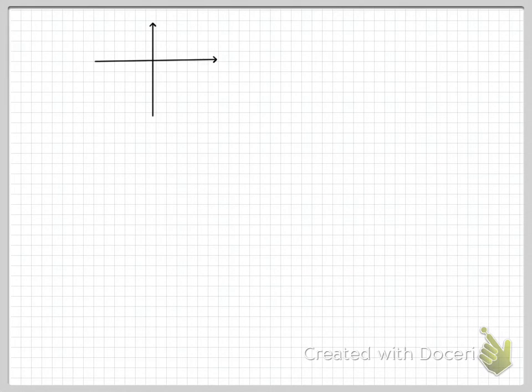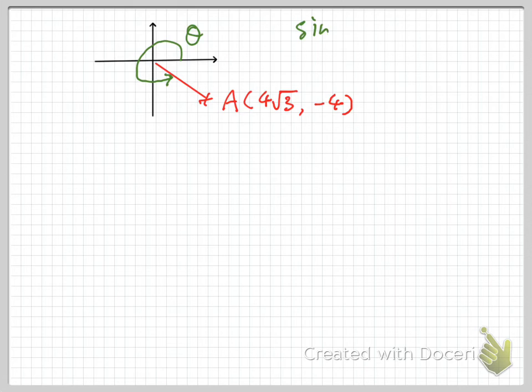Say the point is 4 root 3 and -4. Say the point is here. Point A is 4 root 3 and -4. We have the reflex angle theta here. So the question is, what is sine theta, cosine theta, and tangent theta? What are these trigonometric functions? The theta is that reflex angle.